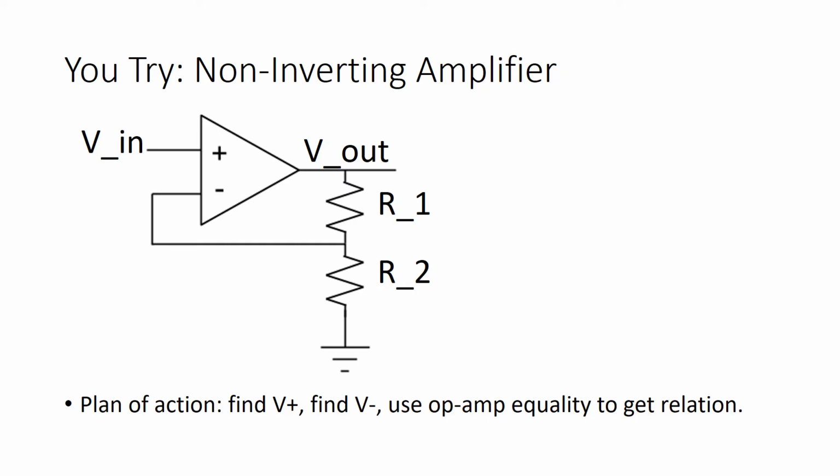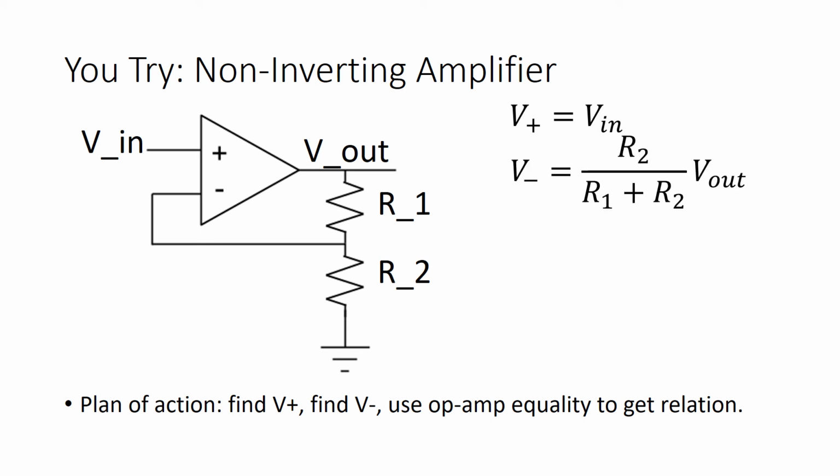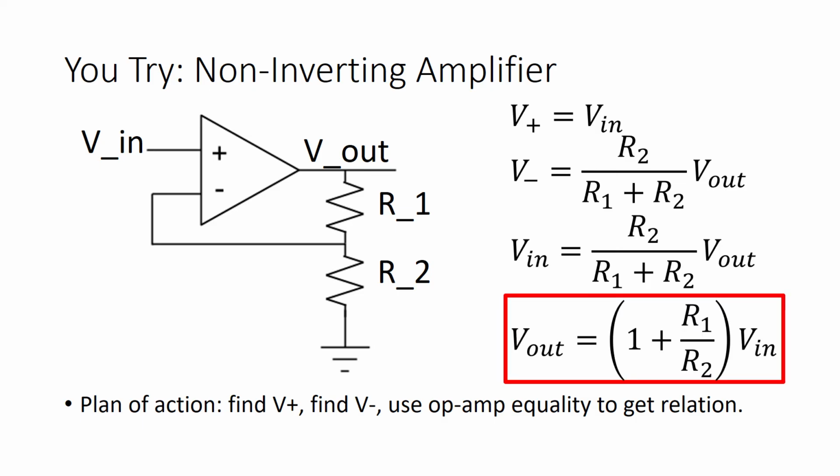Okay, the process you should have followed looks like this. We know that V+ is equal to Vin because they're hooked together. V- is set by a voltage divider between Vout and ground. We can say this because there's no current being sucked into the V- node, so this is just a voltage divider. So finally we can use op-amp rules to set V+ equal to V-, and then we just need to invert the algebraic equation to get a useful result. The gain is 1 plus R1 over R2.